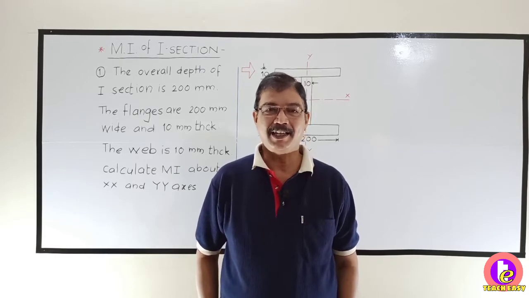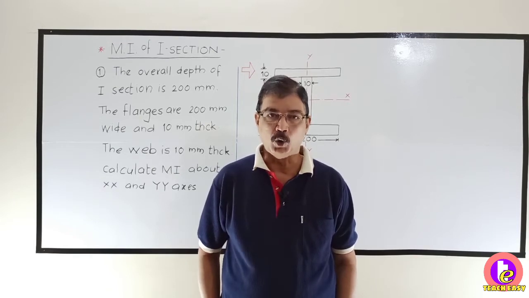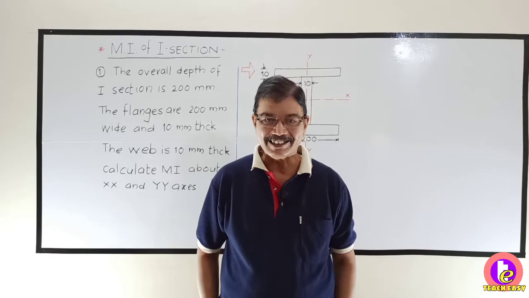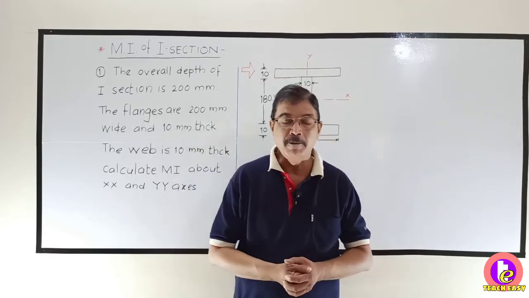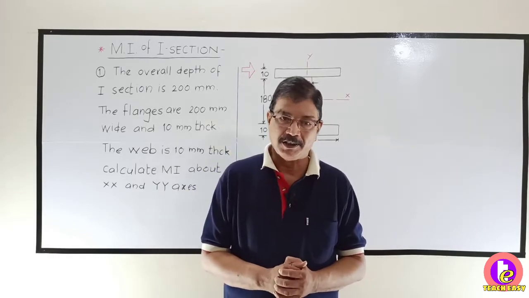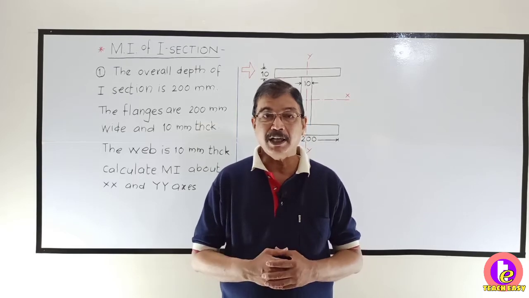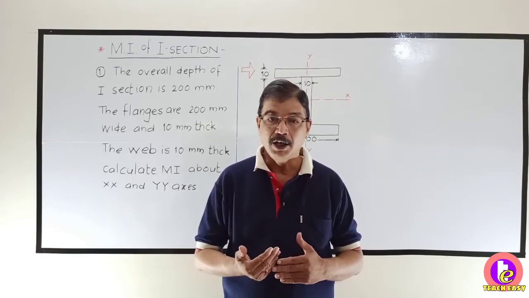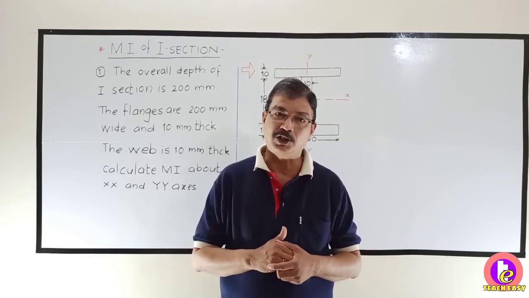In previous lectures, we saw how to find out moment of inertia of symmetrical sections, solid as well as hollow. Now, in this lecture, we will see how to find out moment of inertia of composite sections. Now, what are composite or compound sections? The sections which are made up of two or more basic geometric figures are known as composite or compound sections.